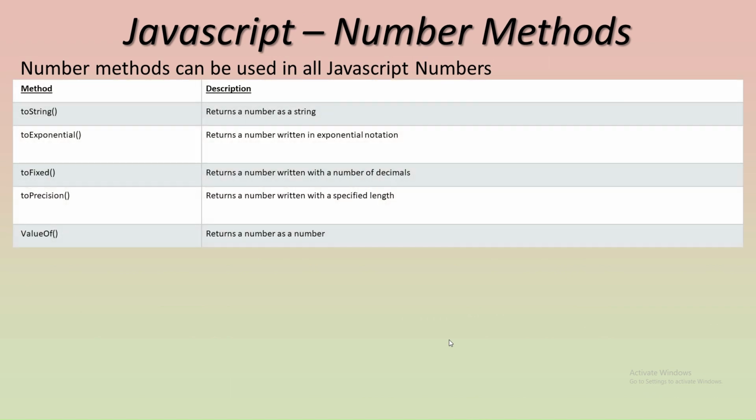The first one is toString, that returns a number as a string. toExponential returns a number written in exponential notation. toFixed returns a number written with a number of decimals. toPrecision returns a number written with a specified length. valueOf returns a number as a number.